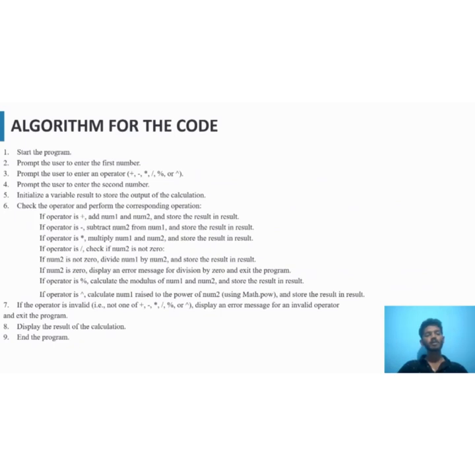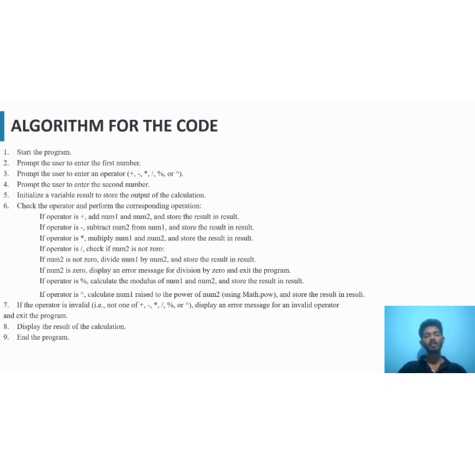Now I am going to explain the algorithm for the project code. In step 1, the program starts. In step 2, prompt the user to enter the first number. In step 3, prompt the user to enter an operator. In step 4, prompt the user to enter the second number. In step 5, initialize a variable called result to store the output of the calculation. And in step 6, check the operator and perform the corresponding operation.